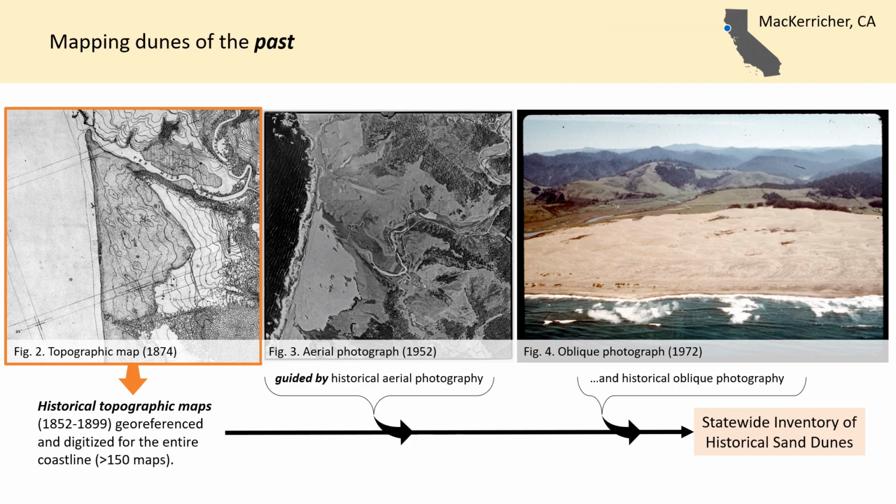In order to quantify change over time, we first needed to determine where dunes used to be. To do this, we identified, georeferenced and digitized over 150 historic maps from the second half of the 19th century, and this was guided and aided by historical aerial photographs from the region in order to create a statewide inventory of historic sand dunes.